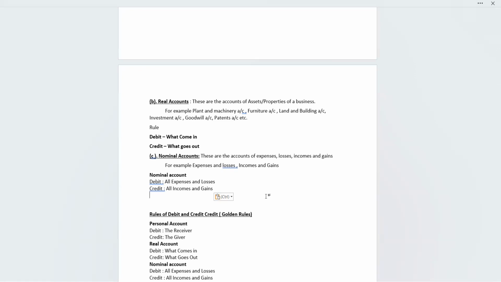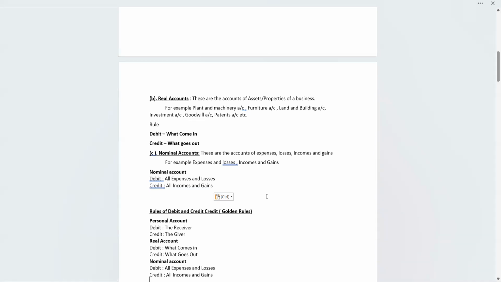Suppose your expenses mean the company is paying any rent. Rent is an expenditure. The company pays the salaries, it is an expenditure. Insurance, advertisement expenses, selling expenses, commission paid, interest paid, audit fees, legal charges. These are all expenses. These expenses you enter into which side? Debit side only. And next one, incomes, which side do you enter? Credit side. Commission received, discount received, rent received, interest received, dividend received, royalty received. These are all incomes. Incomes, which side? Credit side.